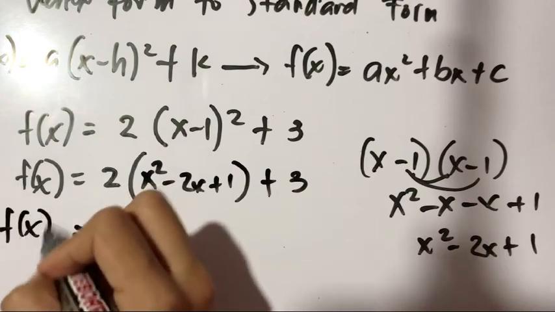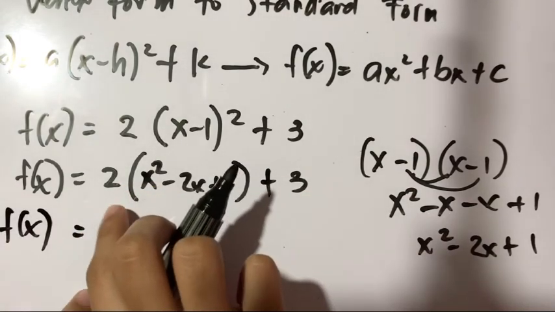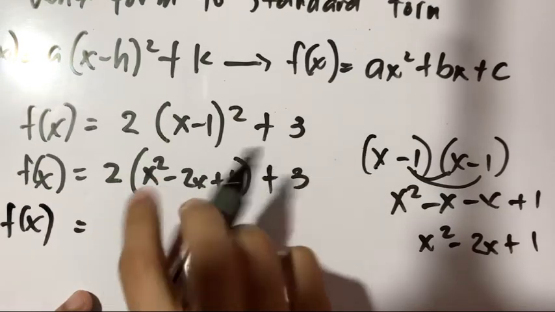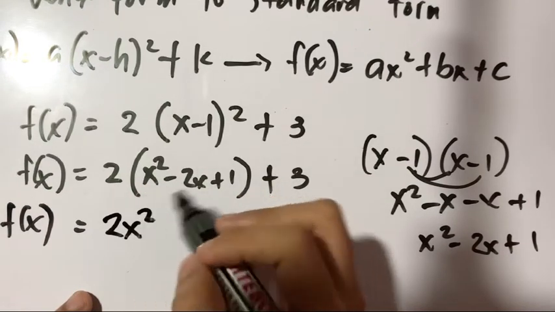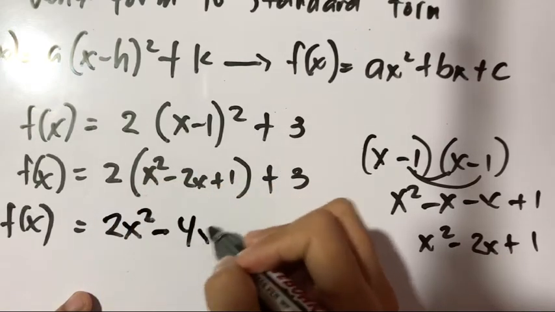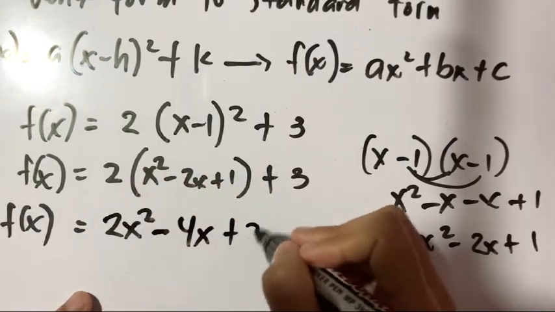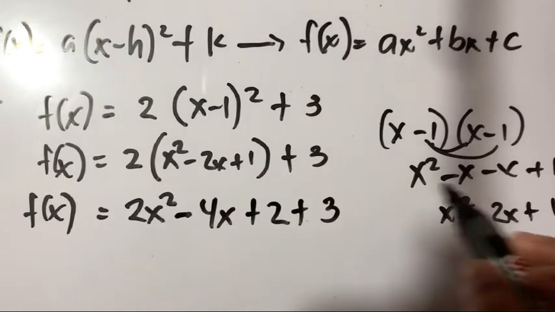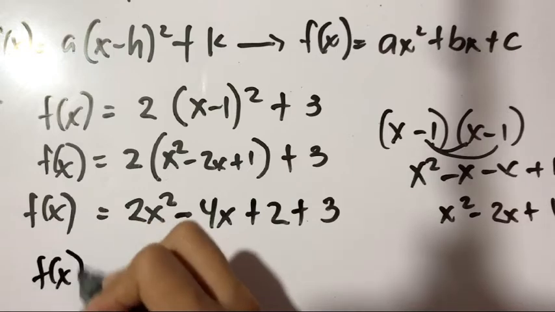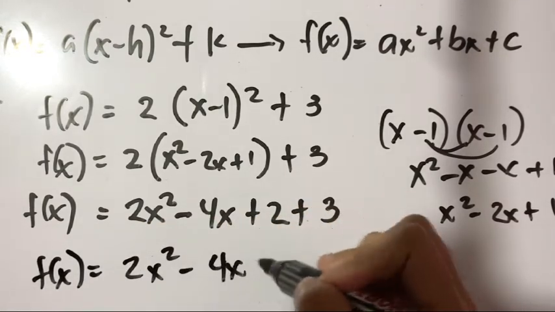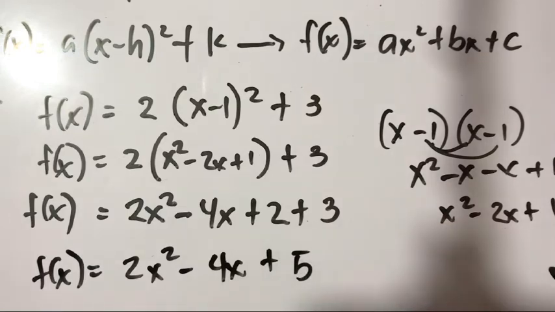Next, we have to distribute this 2 to every term inside the parenthesis. So 2 times x squared, we have 2x squared. 2 times negative 2x, we have negative 4x. 2 times 1, we have 2 plus 3. After this, we will combine the like terms. So f of x equals 2x squared minus 4x plus 5, no?